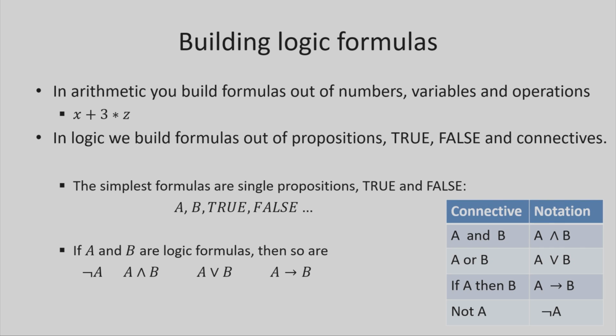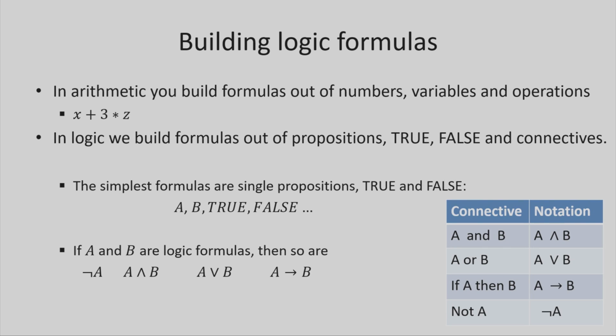So now that we have the basic building blocks, propositions, propositional variables, and connectives, we could build formulas out of them, just like you would build arithmetic formulas out of numbers, variables, and operations. For example, if you have a number 3 and variables x and z, you could build the formula x plus 3 times z. Here, plus and times are your connectives, and you have a number 3 and 2 variables, x and z.